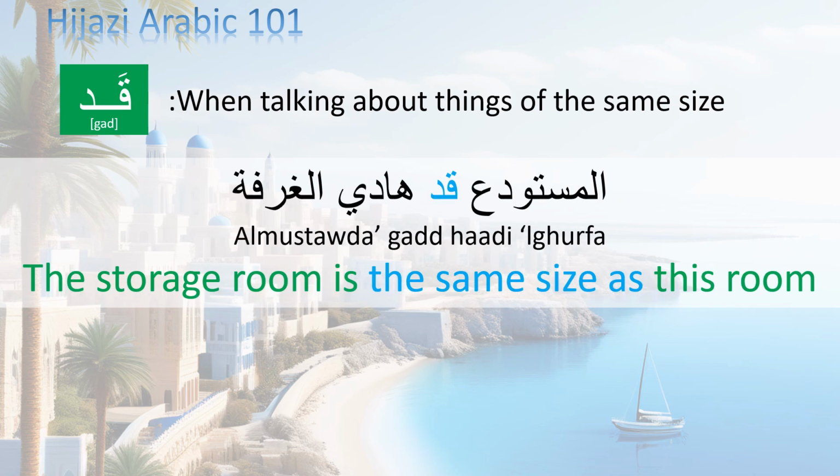المستودع قد هذه الغرفة. The storage room is the same size as this room. So المستودع means the storage room. قد is the same size as. هذه is this. الغرفة is the room. So هذه الغرفة together means this room.